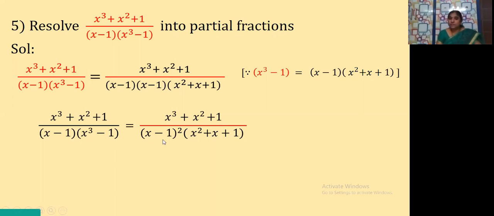For this term we should get two partial fractions because it is repeated twice. And here it is one quadratic factor, so for this one partial fraction. So on the whole, how many are there? Total 3 partial fractions we get. Okay, so let us write that.